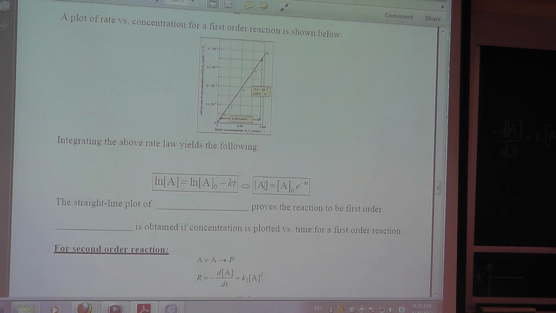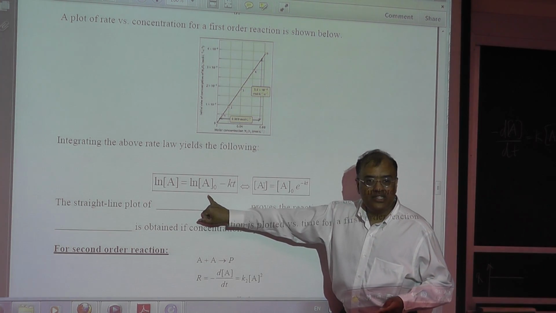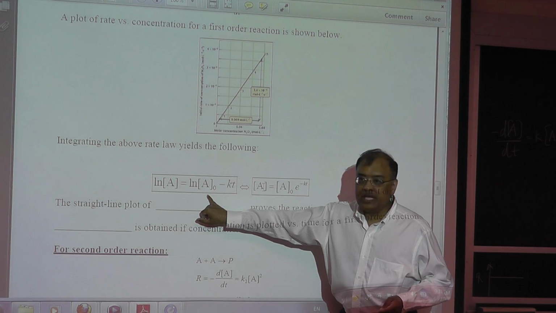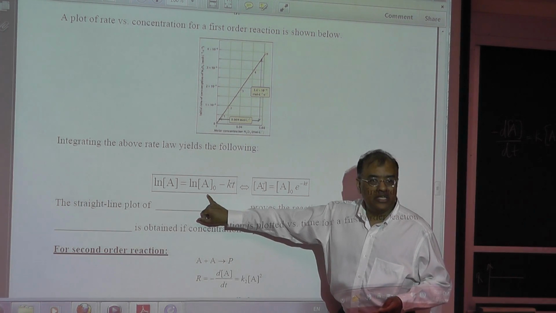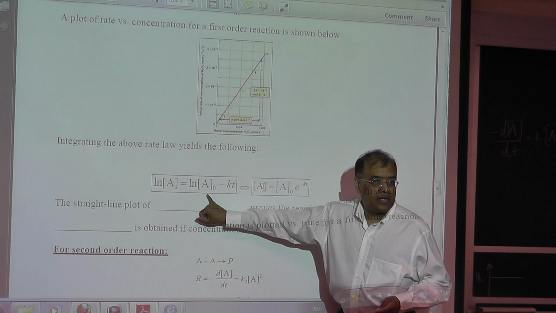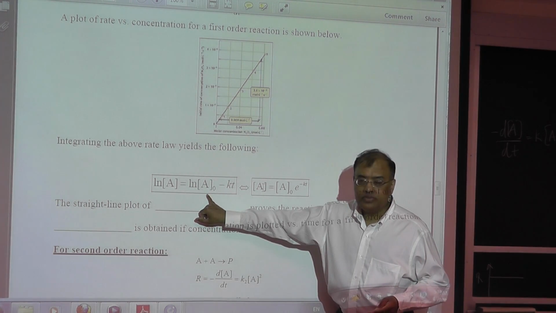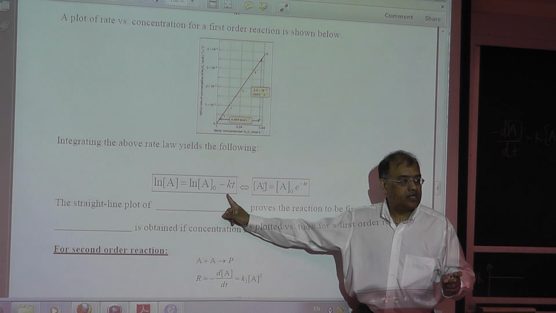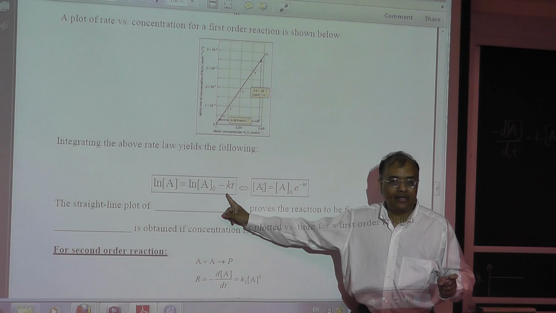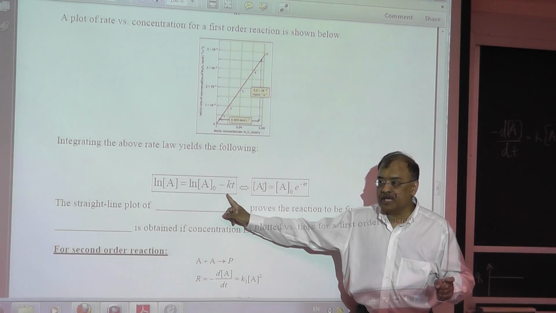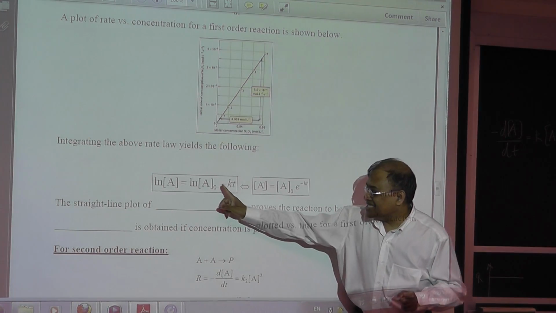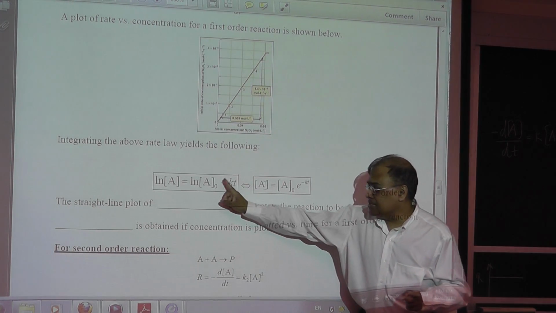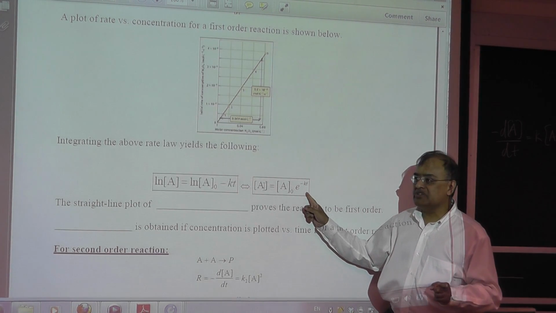If you take this differentiated rate law and integrate it, you're going to get this integrated rate law. And I hope you take some time to do this at your leisure, but again, this is not required of you. How you go from this equation to this equation, you don't need to know, but you can figure it out if you've taken calculus. This is the integrated rate law, which can be written either in terms of natural logs or in terms of exponentials.